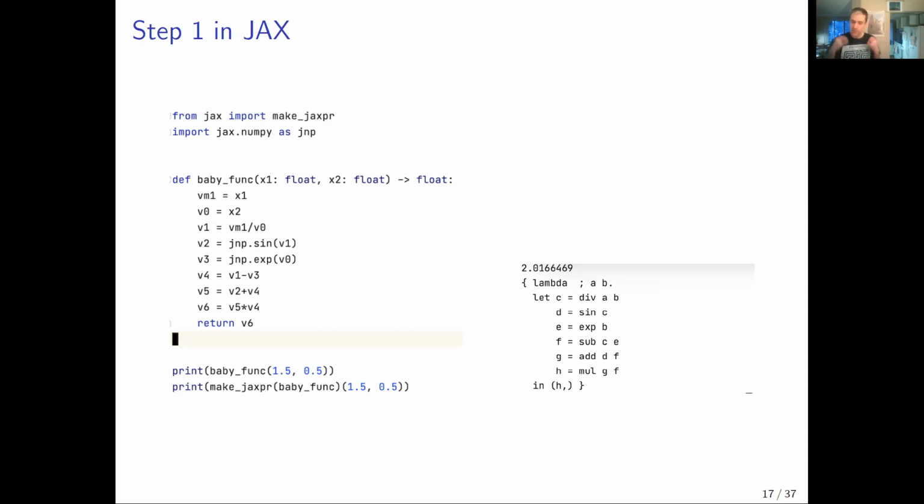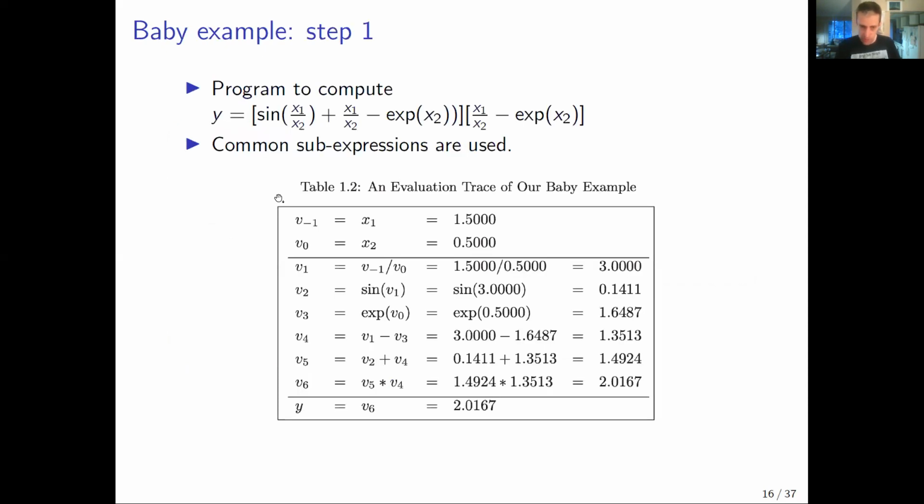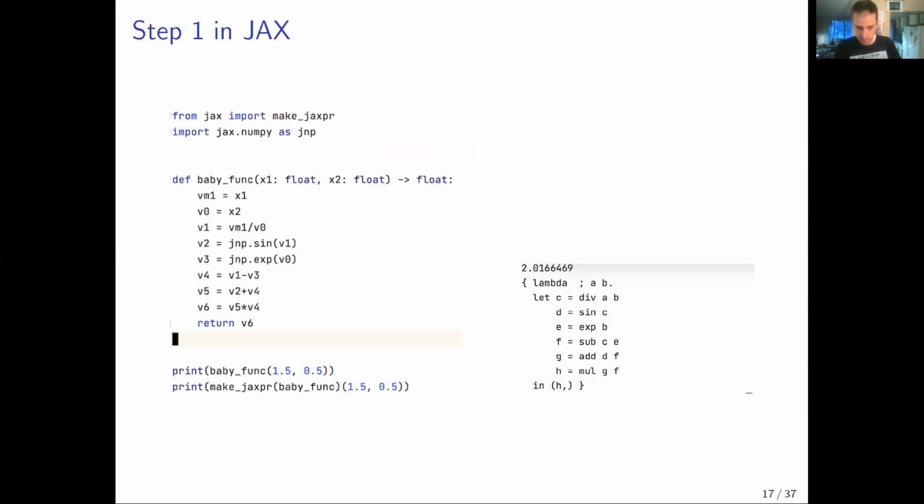So recall that in an evaluation procedure, you need to write your function as a sequence of elementary operations. So when you call make_jaxpr, you can see the sequence of elementary operations into which JAX has decomposed your Python function. Here, this just shows the elementary operations JAX is using to understand the baby example. And it's pretty close to what we have on the previous slide.